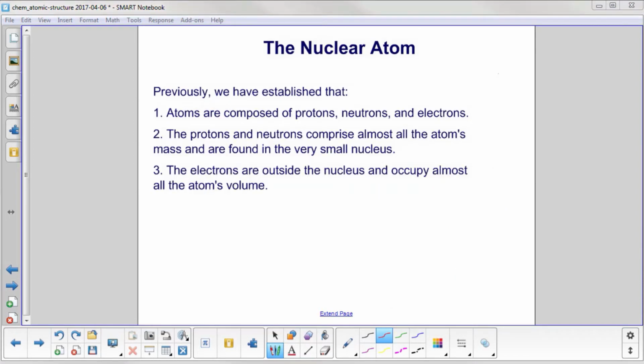Through the work of many physicists and chemists, it was established, and this was shown in the last unit, that atoms are made up of protons, neutrons, and electrons. Most of the mass is in the protons and the neutrons, and they're in a very small nucleus, and this was the gold foil experiment from Rutherford. The electrons are outside the nucleus and occupy almost all of the atom's volume, but very little of the mass.